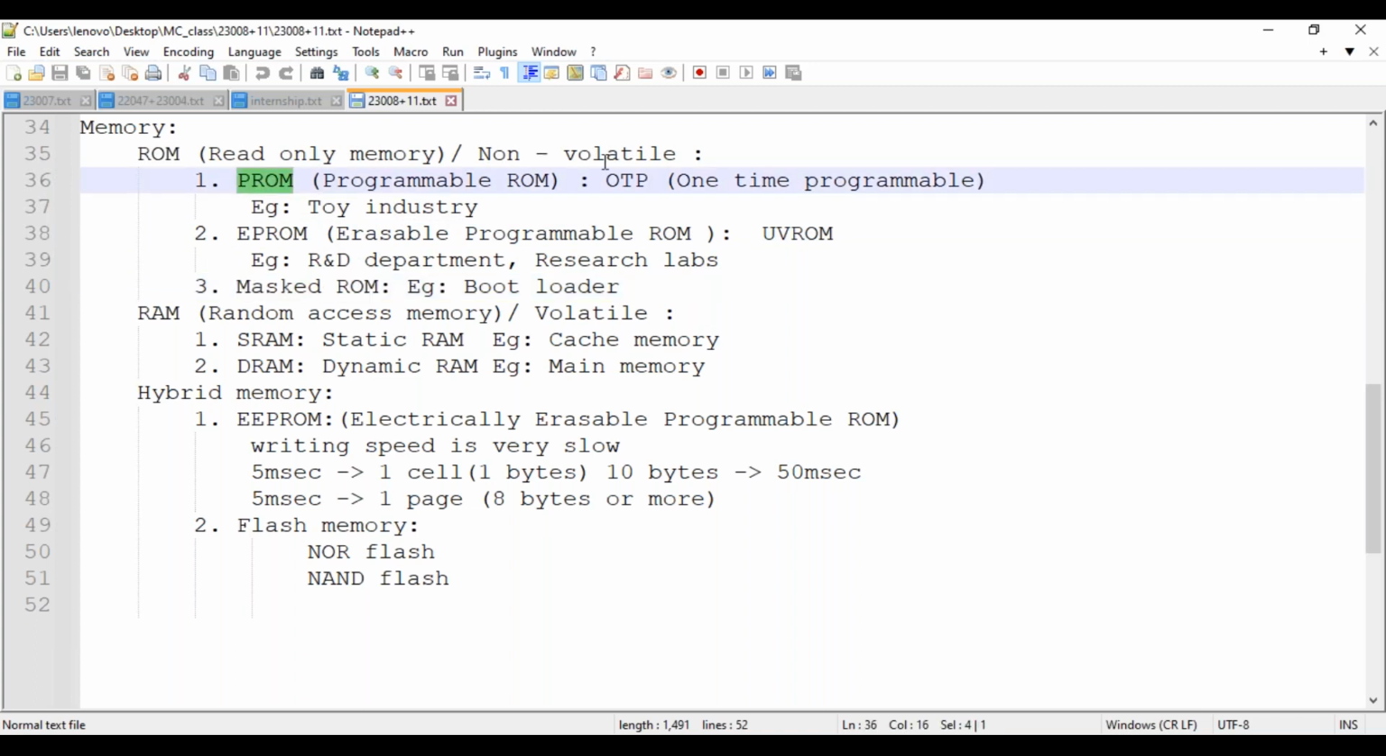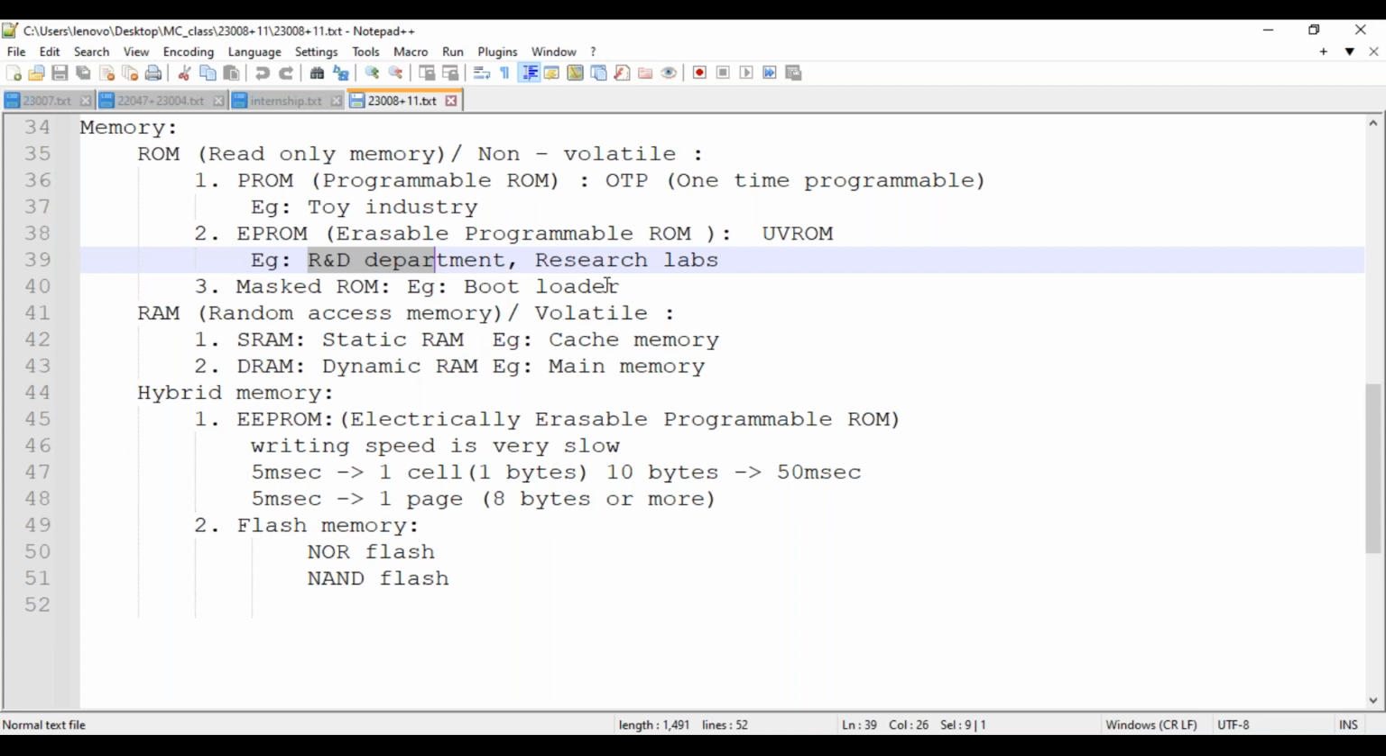So PROM is also called one-time programmable because you will be allowed to write into the memory only once after it is manufactured. An example is in the toy industry. Then EPROM is erasable programmable read-only memory. But in order to erase, you should be using UV rays, and hence it is erasable programmable read-only memory. So we are going to use it in the R&D department and the research labs.